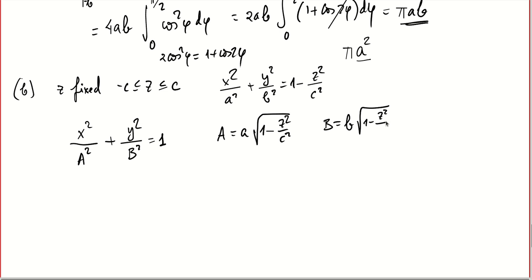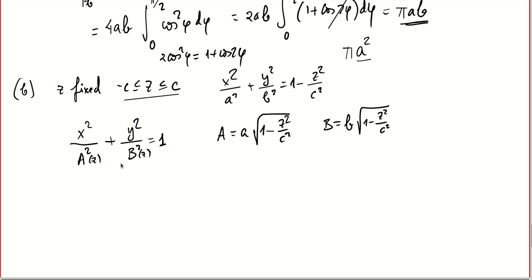And the reason to write it this way is because now you can see that A and B, of course, depend on z, right? But what you can see here is that the cross section at a fixed z is an ellipse, and the two semi-axes of this ellipse are given by this formula depending on the value of z, and z runs over this interval.